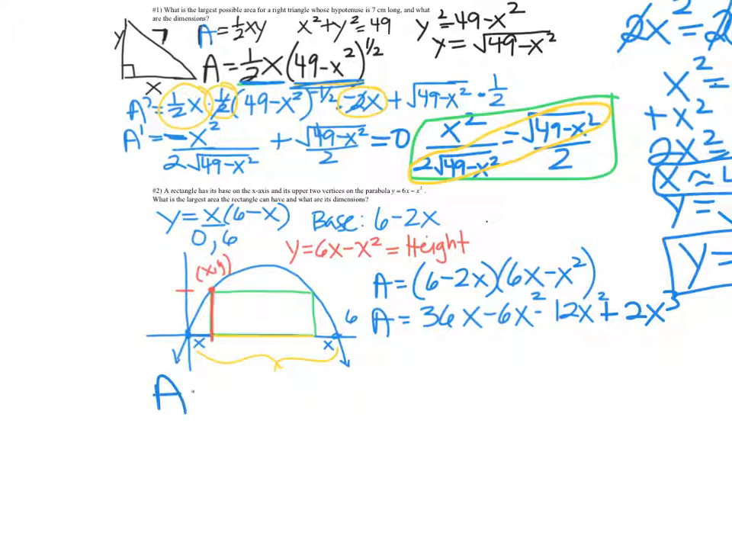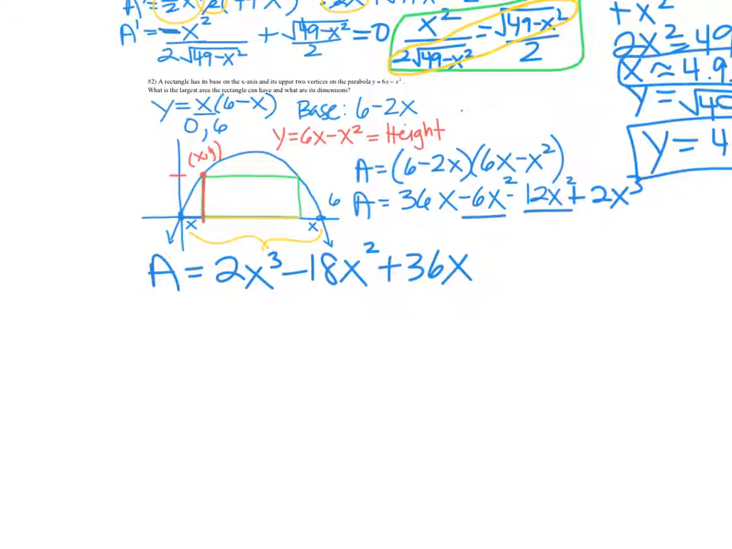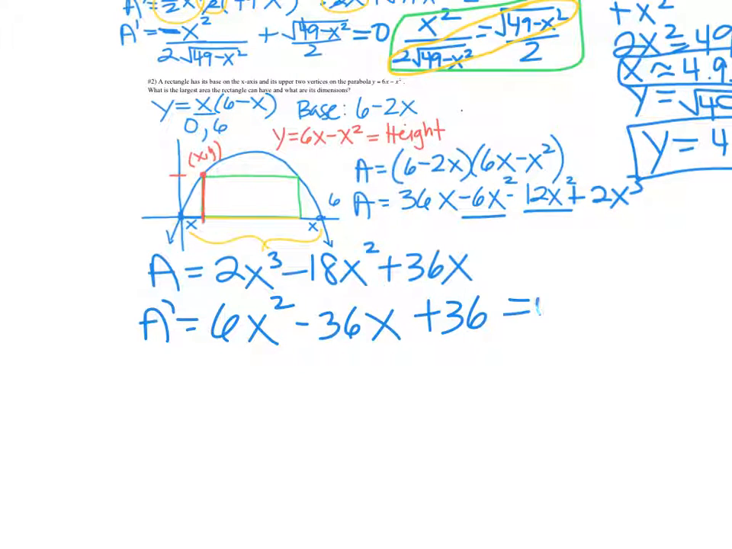So let's clean that up. We've got 2x cubed. I'm going to rewrite it. Got a negative and a negative, give me negative 18x squared plus 36x. Okay, so now I'm ready to take the derivative and set it equal to 0. So A prime is equal to 6x squared minus 36x plus 36. Set that equal to 0 and solve. I can factor a 6 out. x squared minus 6x plus 6 equals 0.